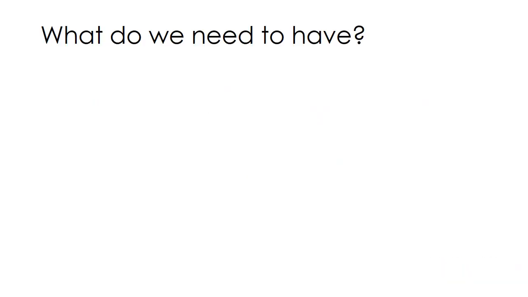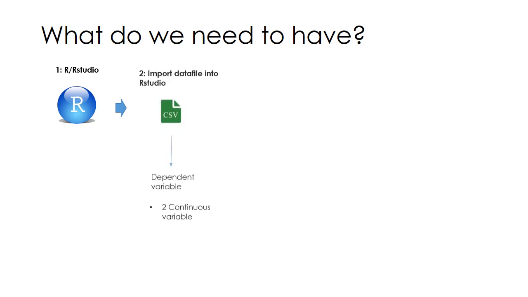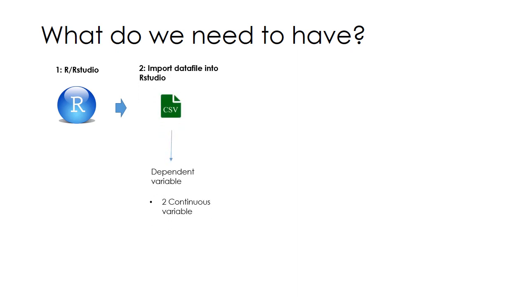So what do you need in order to run a simple linear regression? Firstly, you need to have your R or Rstudio open. Secondly, you need to import the data file into Rstudio. This data file can be in Excel or CSV format, but preferably in CSV format.